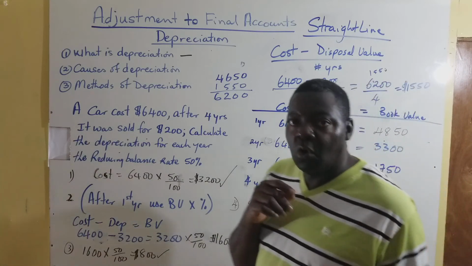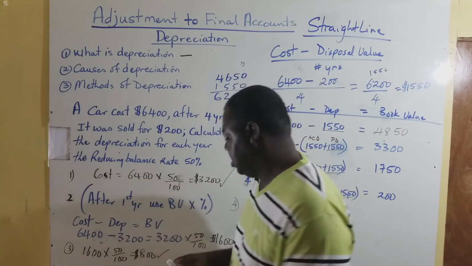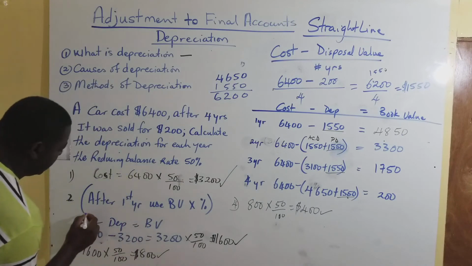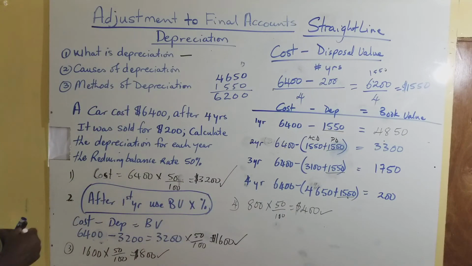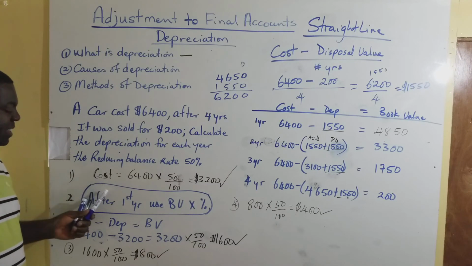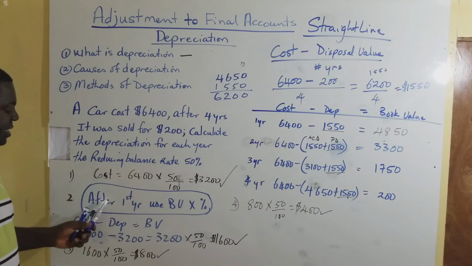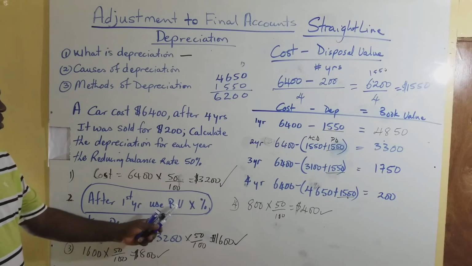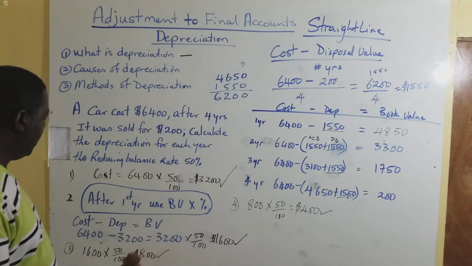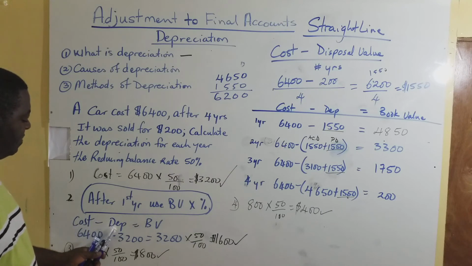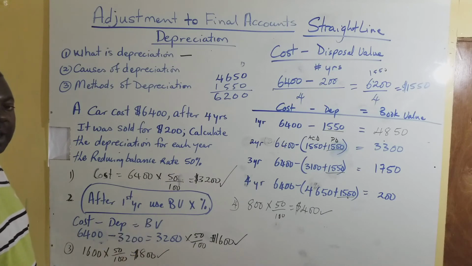What I want you always to remember is this information right here that I'm encircling now. When you're doing the reducing balance method, after the first year, use the book value times the percentage. And how do we find book value? It is the cost minus the depreciation that gives us the book value.